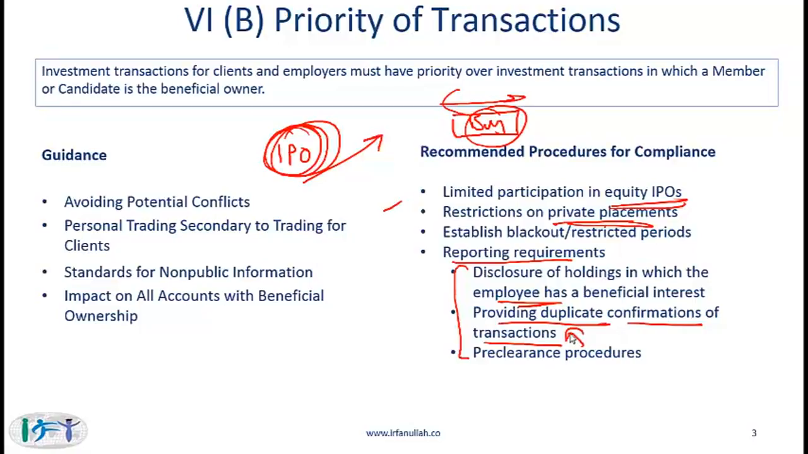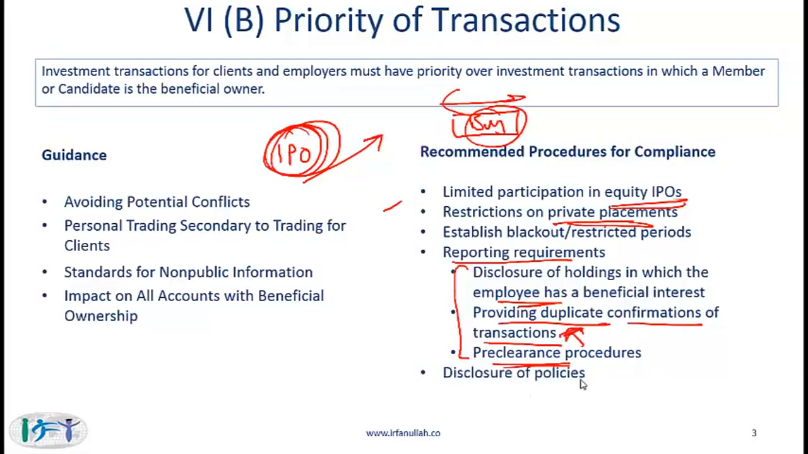Also, when employees know that they need to provide duplicate confirmation of transactions, that will serve as a deterrent from engaging in transactions that are not permitted by the company. And finally, something we've talked about earlier, pre-clearance procedures, whereby for an employee to engage in personal transactions related to securities with which his firm deals in, those transactions need pre-clearance. So the employee should get permission from his supervisor before engaging in personal transactions.